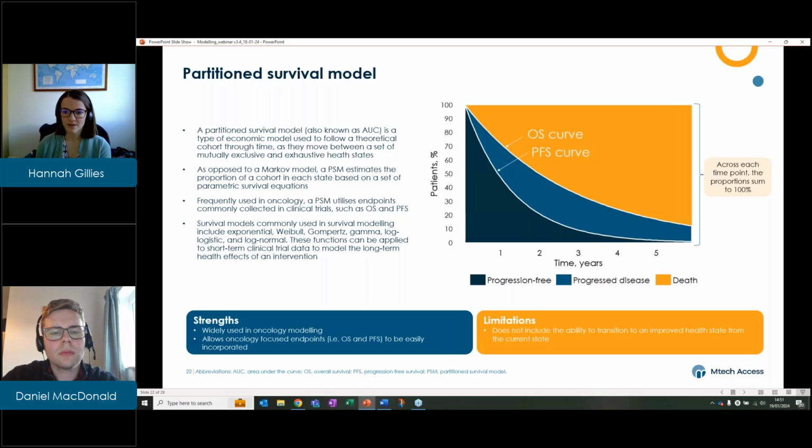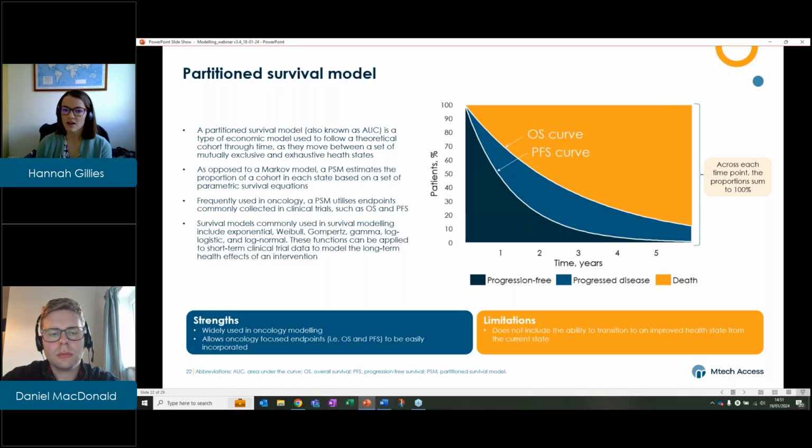Survival modelling, again, is a different topic, but just to give you an overview, that's the approach that's taken here. So the strengths are that it's widely used in oncology modelling and allows the oncology-focused endpoints to be easily incorporated so that the data from the trial, which typically is the overall survival and the progression-free survival curves, can directly be used, which is the main strength.